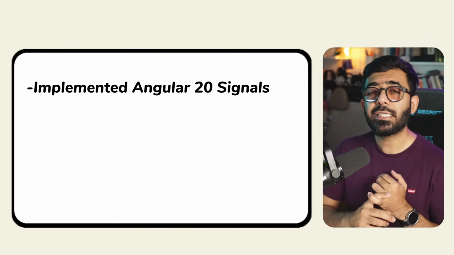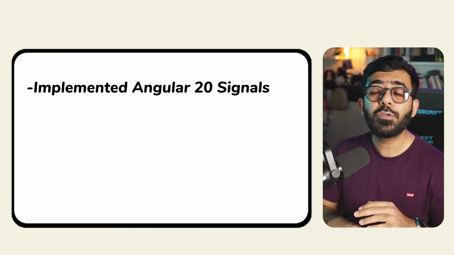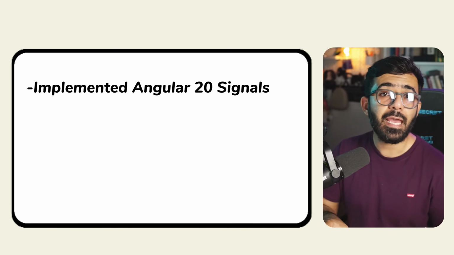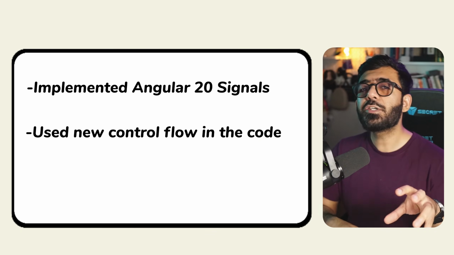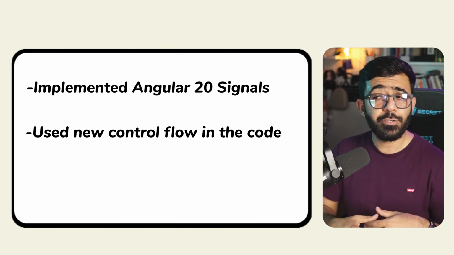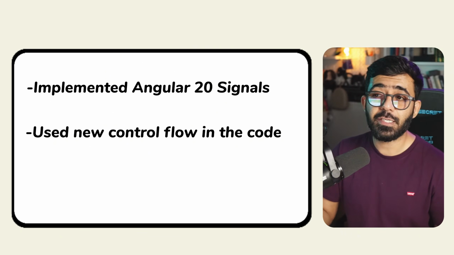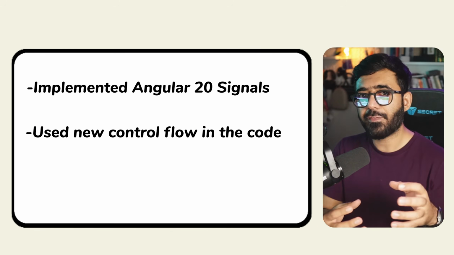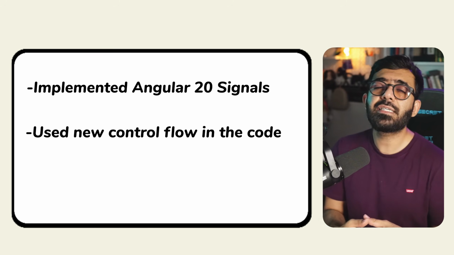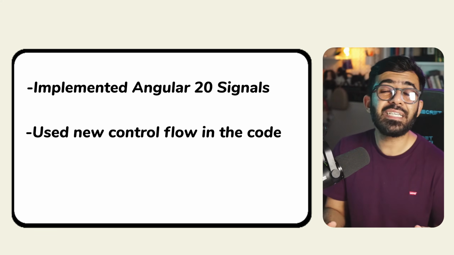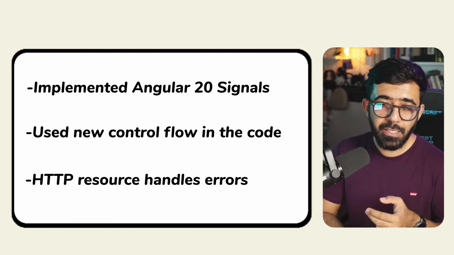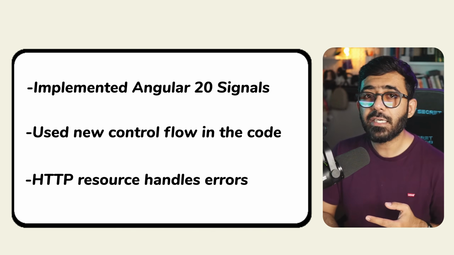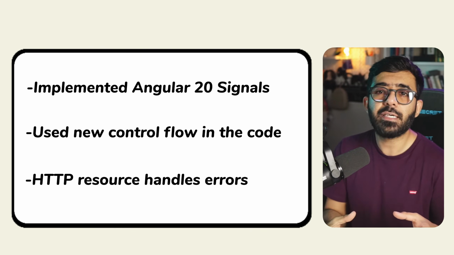We implemented Angular 20 signals, and there were no subscriptions whatsoever in the application using RxJS observables. We also used the new control flow in the code, and you can inspect the code yourself, and you're going to see that we're using the @if, @for, which basically makes the templates, I would say, 50% cleaner. Then we also use the httpResource, which handles errors, has a loading signal in there, and also has a value signal, and everything is signal based.